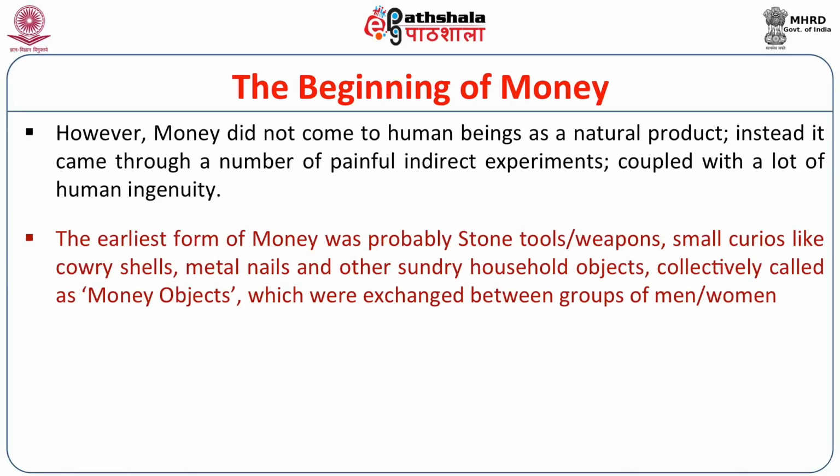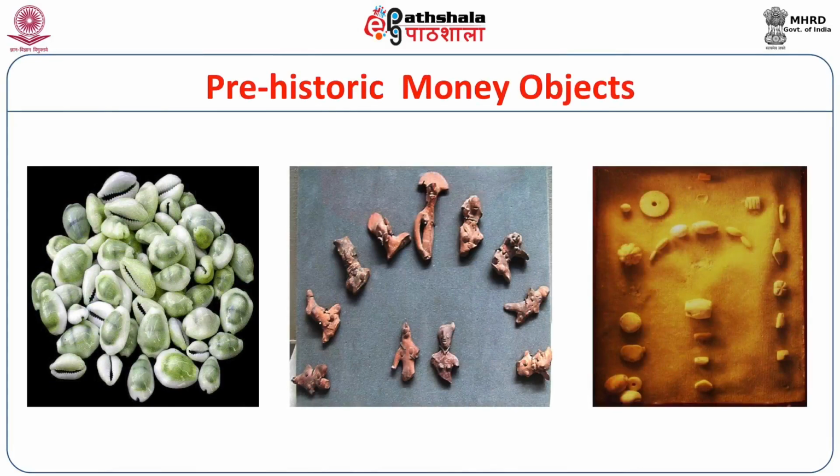It was because at various periods of human history, we look at various objects which functioned as money, not only coins. There were a lot of objects which were earlier termed as barter objects, but today we term them as money objects simply because now the function is better understood. So the earliest form of money was probably stone tools.